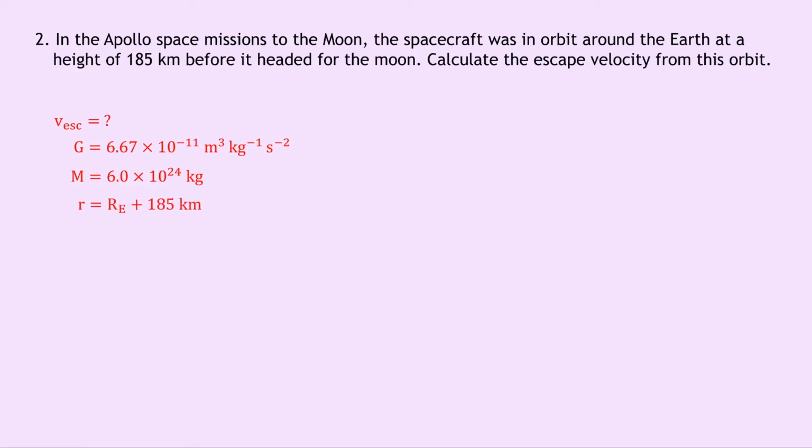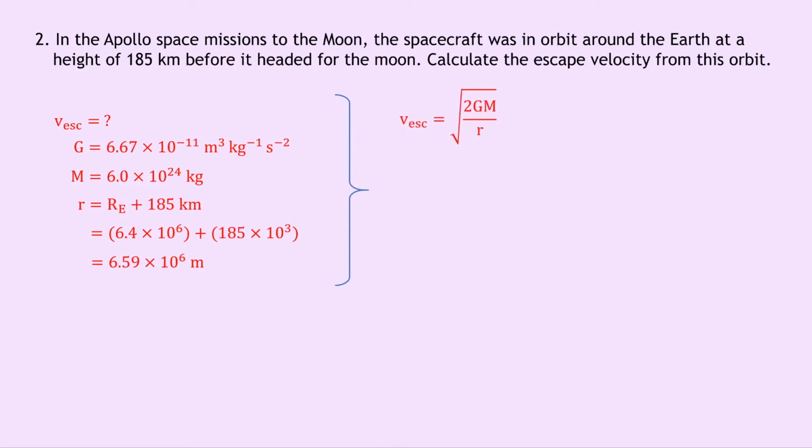So putting in our radius of the Earth from the datasheet, we have 6.4 times 10 to the 6 plus 185 times 10 to the 3 for the kilometers part, and putting that into your calculator gives 6.59 times 10 to the 6 meters. Writing down our equation now, we get v escape equals the square root of 2gm over r.